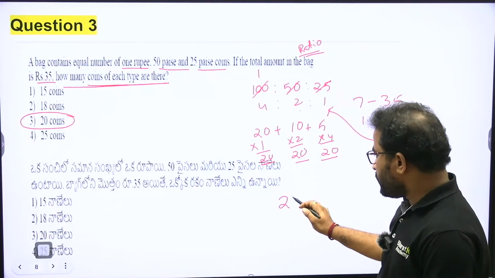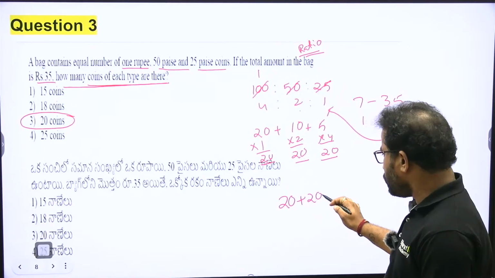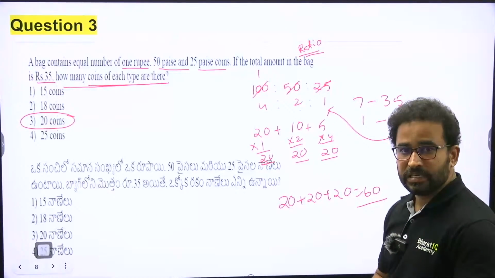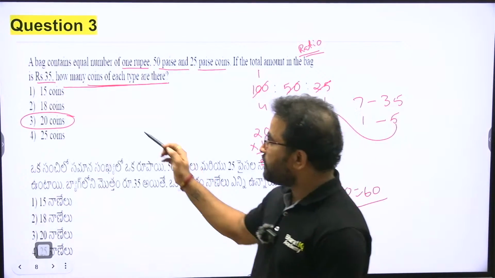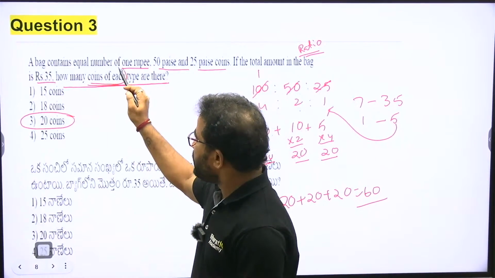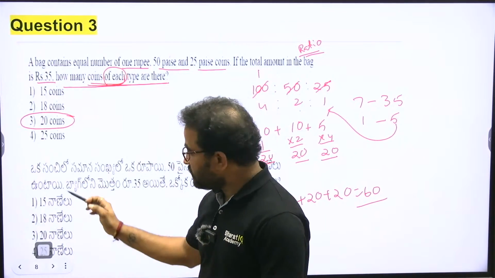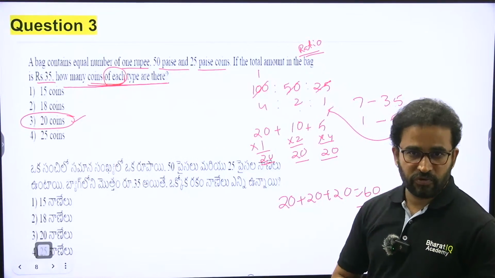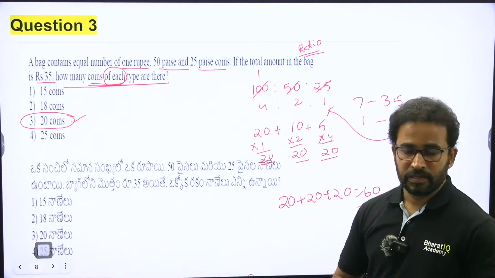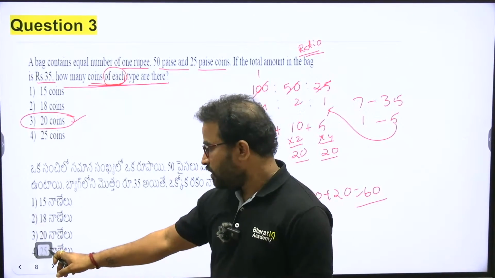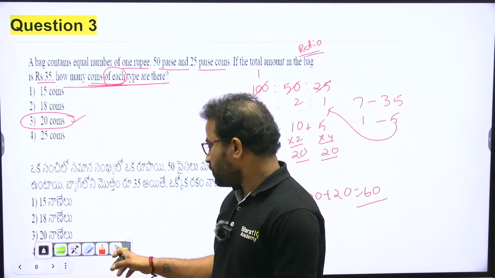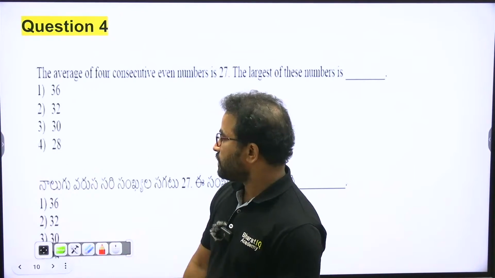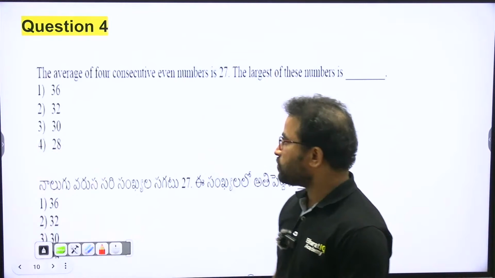If they were asking for the total coins, it would be 20 plus 20 plus 20, which is 60 coins. But the question asks how many coins of each type. Each type means 20 1-rupee, 20 50-paisa, 20 25-paisa coins are there. So this is one of the important questions. Always focus on how to work this out, it is very, very important. Now 20 coins is the right answer.